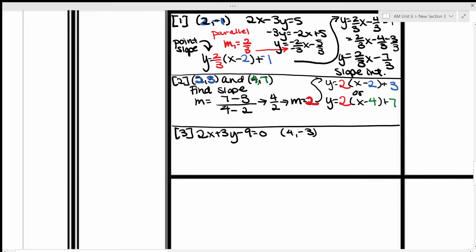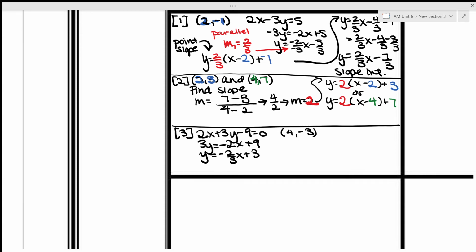Okay, here we go, guys. This time, number 3 is very similar to number 1. We're going to isolate the y. So I'm going to go 3y equals, I'm going to subtract the 2x and add the 9. Is that part okay? Okay. Next, I'm going to divide both sides by 3. So that's negative 2 over 3 x plus 3. Are we okay?